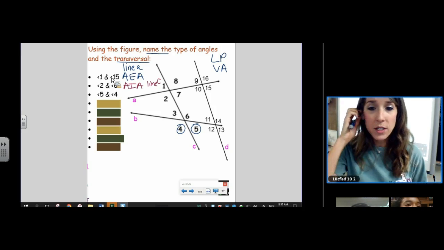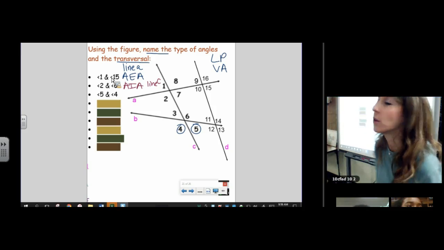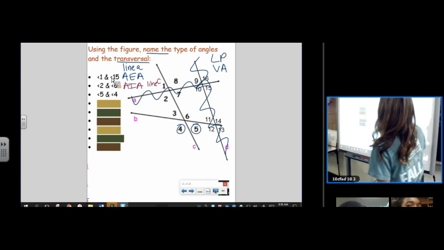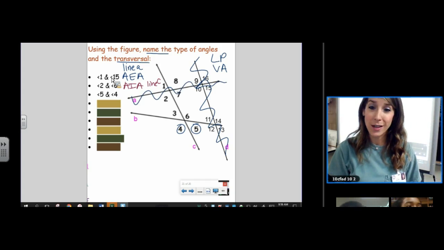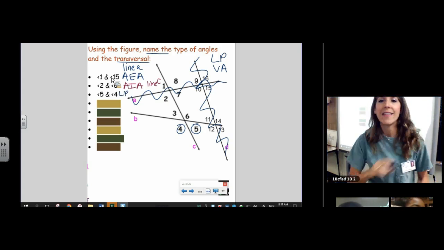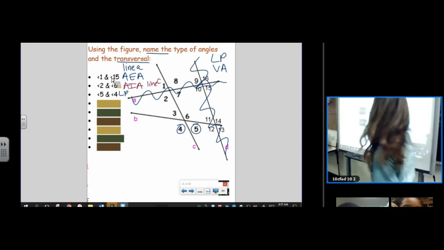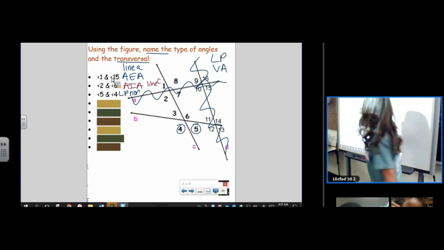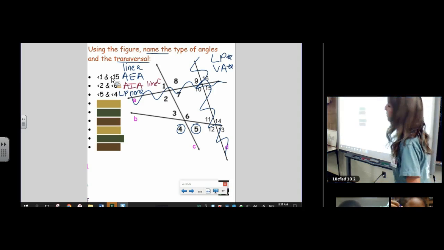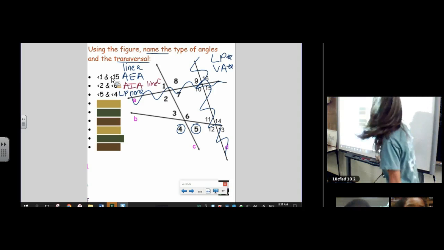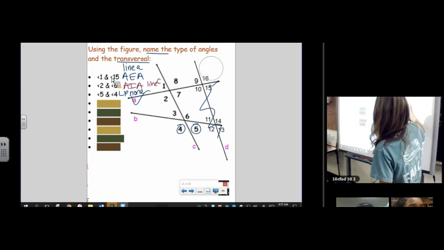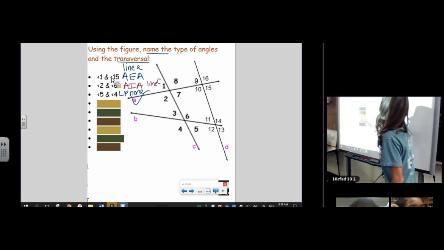You don't need a transversal to create 5 and 4. To create angles 5 and 4, you could erase this line and you could erase this line. Those are not dependent on a transversal. So 5 and 4 are a linear pair, and there is none. You would write none for the transversal. You don't need a transversal for linear pair or for vertical angles. We okay with that? Linear pair is the answer. Let's keep going.